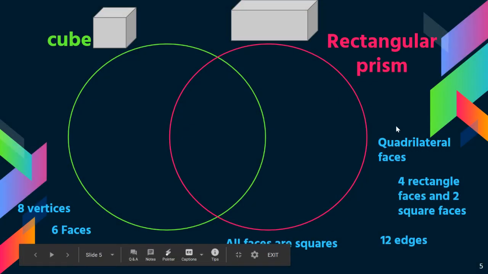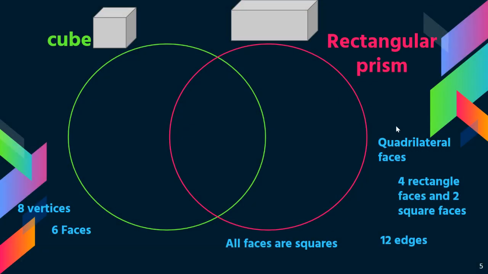Okay, now here's what I would like you to do. Do you see I put a picture of a cube on the top in the left, and I put a picture of a rectangular prism over here on the right. And then down at the bottom, there are 1, 2, 3, 4, 5, 6 different ways to describe cubes and rectangular prisms. Remember, when you're using a Venn diagram, this middle section right here is where you're going to write things that are the same.